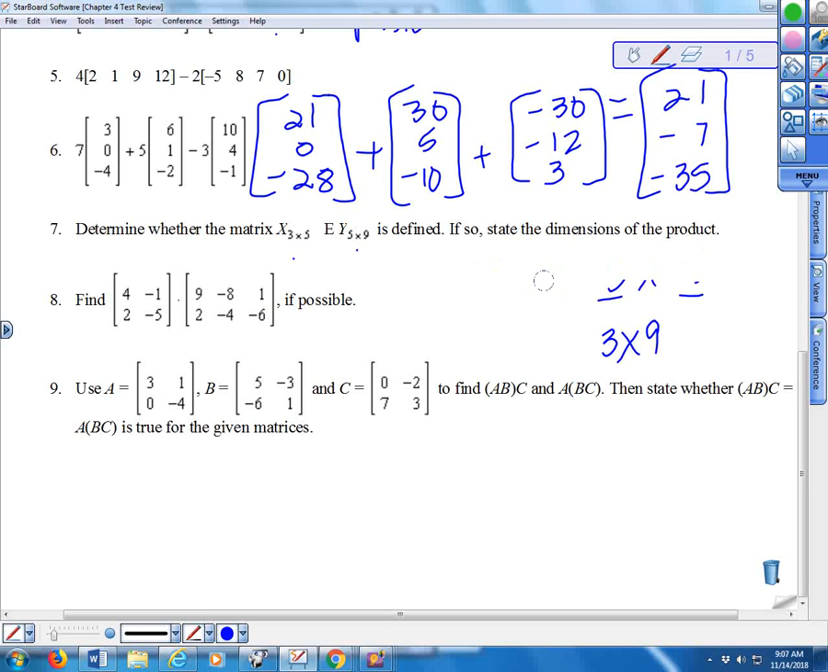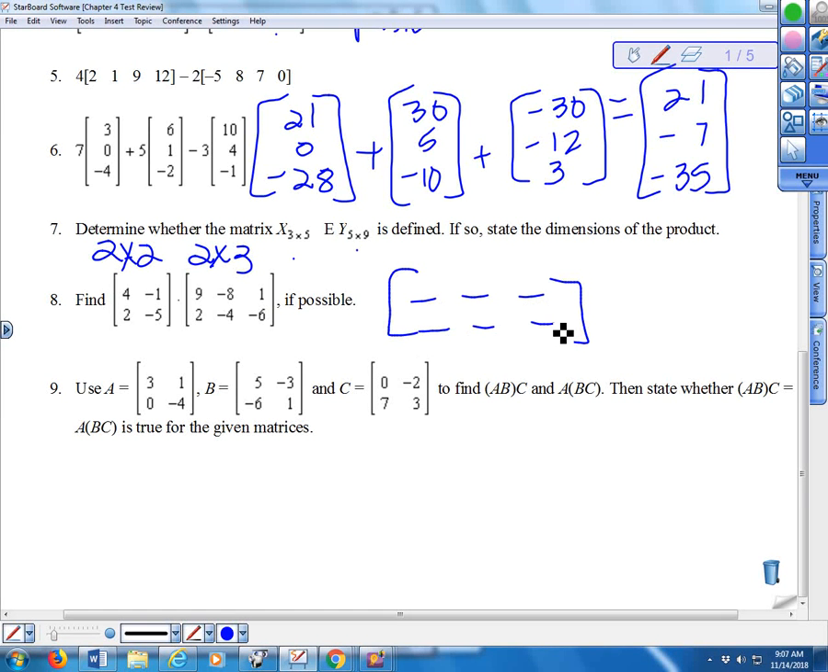Okay, now we've got a multiplication. First I need to figure out if it's possible. This is a 2 by 2, this is a 2 by 3. So it is possible, and I'm going to have a 2 by 3 when I'm done. So I'm going to go ahead and just draw my 2 by 3 to help me remember how many elements I need.